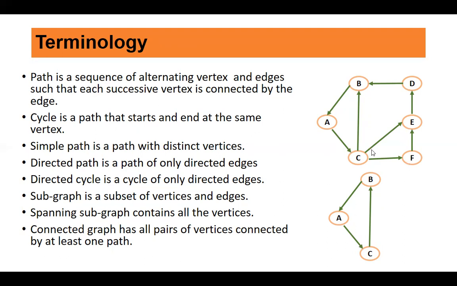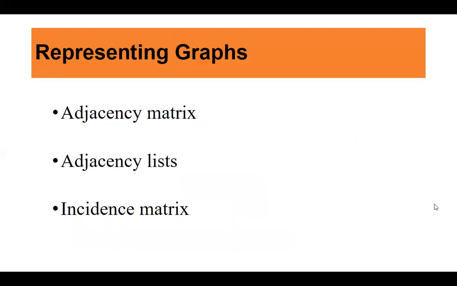Right? Now subgraph is a subset of vertices and edges. Now for this graph, part of this graph is a subgraph. Spanning subgraph contains all the vertices. Now connected graph has all pairs of vertices connected by at least one path. You can see all the vertices are connected. Right? So this is a connected graph. You don't have any vertex which is not connected, that is not isolated, right? So this is a connected graph.